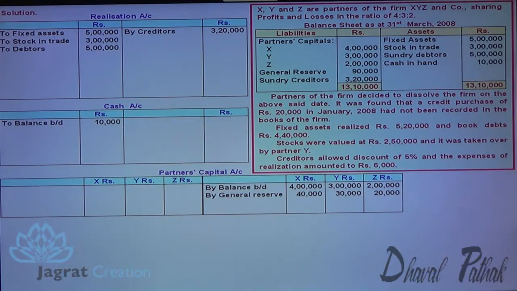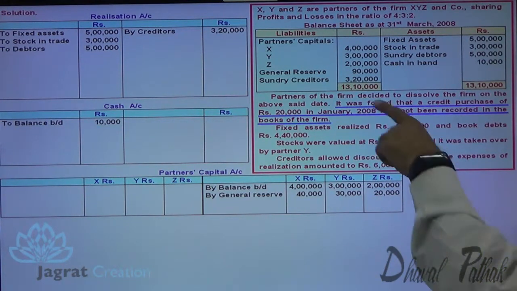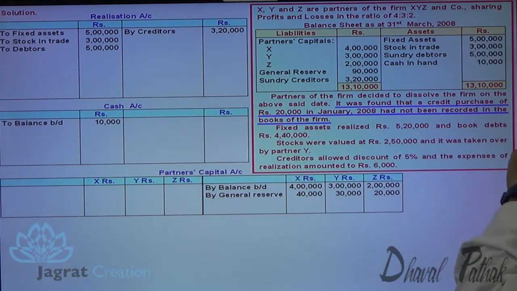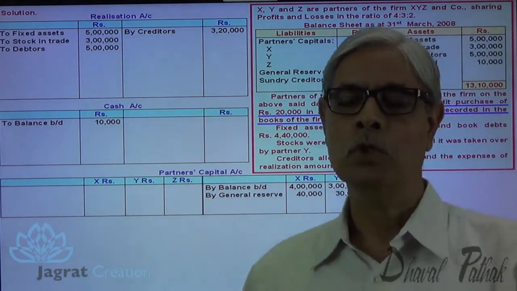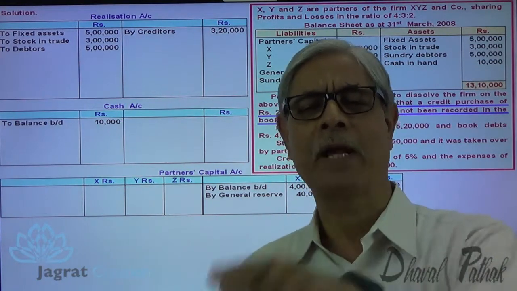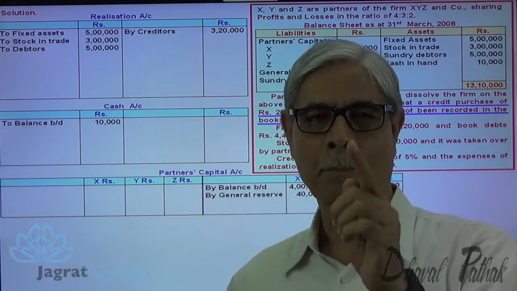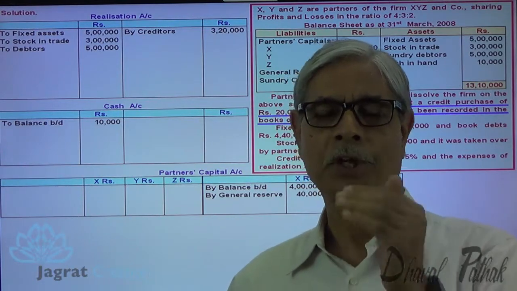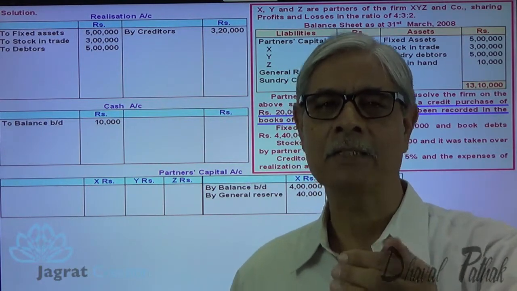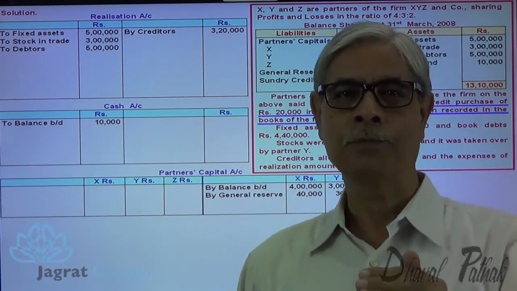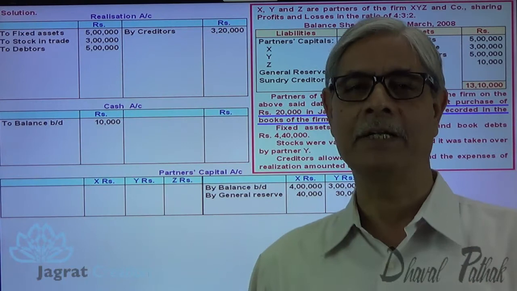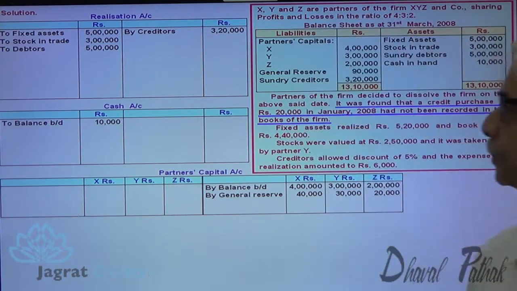Now let us start with the adjustment. It was found that the credit purchase of 20,000 in January 2008 has not been recorded in the books of the firm. So purchases are unrecorded. So if you record purchases, purchase account debit to creditors account credit, so it's an unrecorded liability. It will be increased to the balance of creditors and after deducting discount as prescribed in the sum, payment will be made to the creditors. So let me do that.